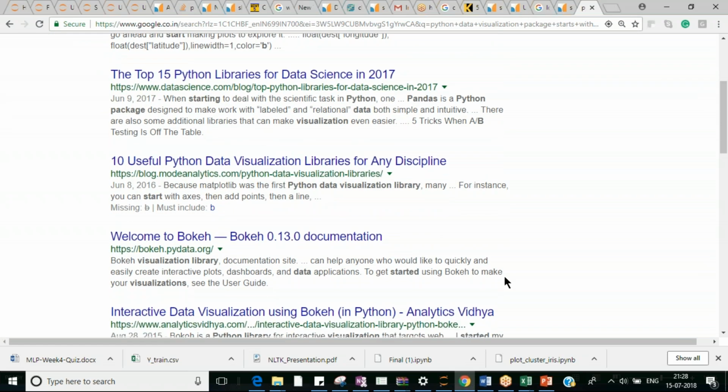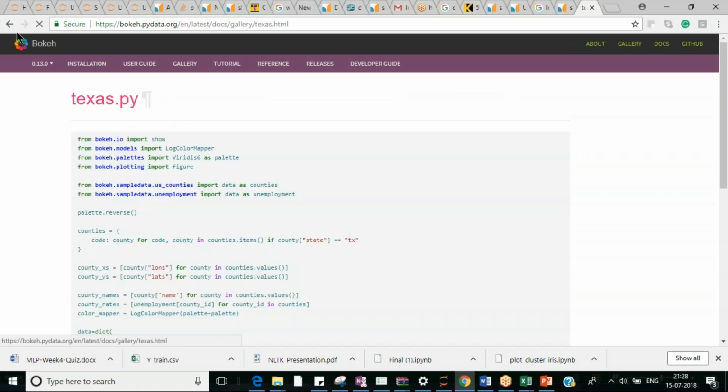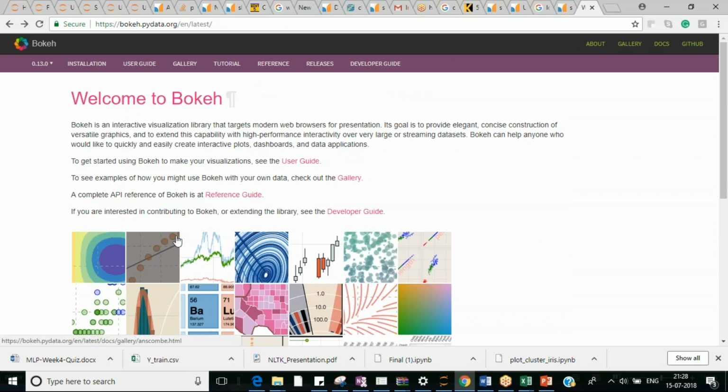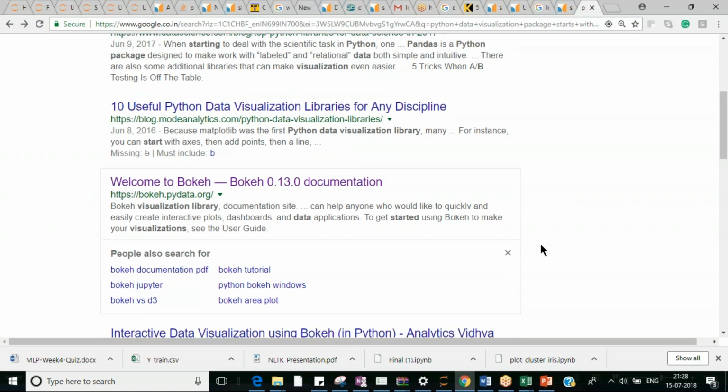Anyways, Bokeh is the package that creates interactive data visualization. You can go through this. It creates good graphs. So this is even interactive, I guess.